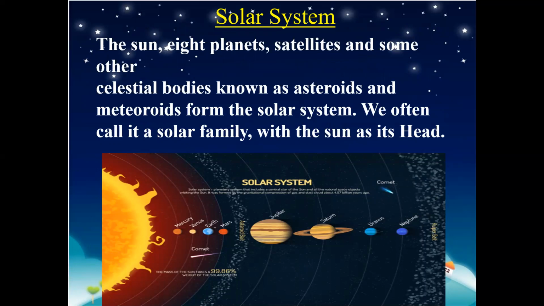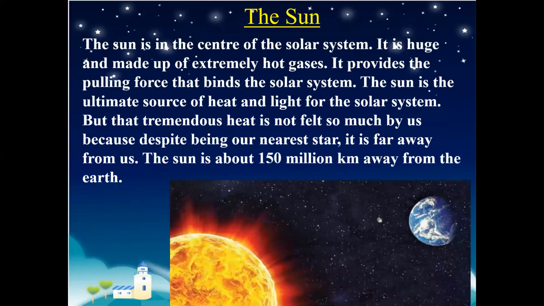The sun, the 8 planets and satellites, and some other celestial bodies known as asteroids and meteoroids form the solar system. We often call it the solar family with the sun as its head. The sun is in the center of the solar system, and it is made up of extremely hot gases. It provides the pulling force that binds the entire solar system. The sun is the ultimate source of heat and light for the solar system, but that tremendous heat is not felt so much by us because it is 150 billion kilometers away from the earth.